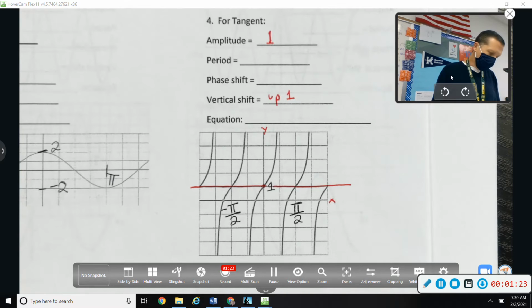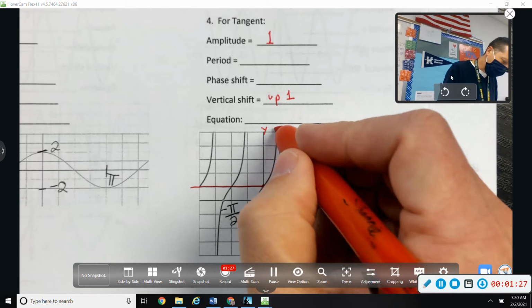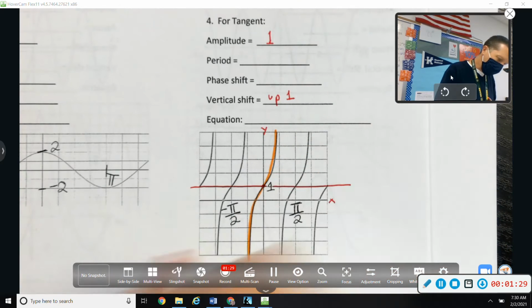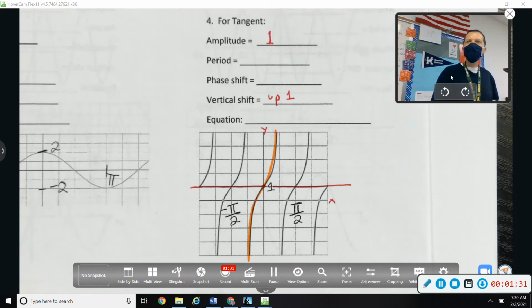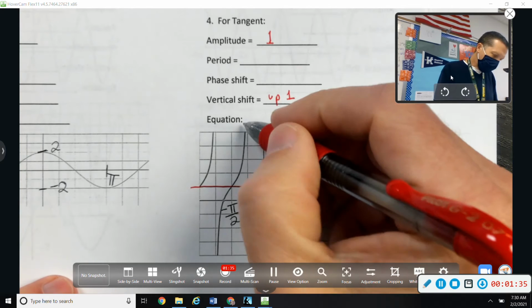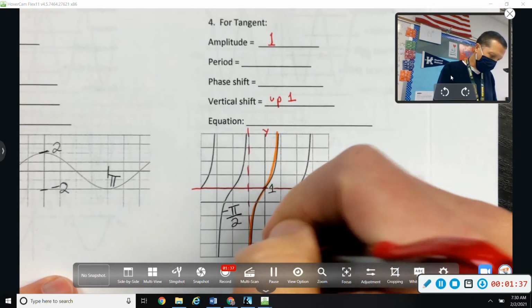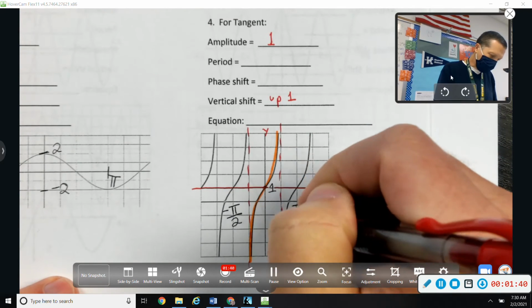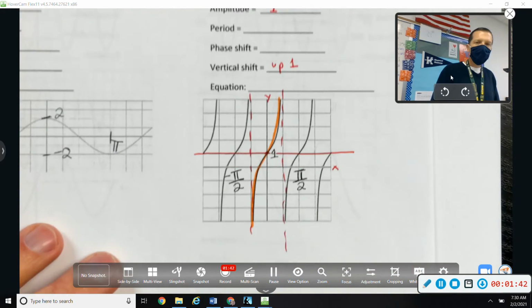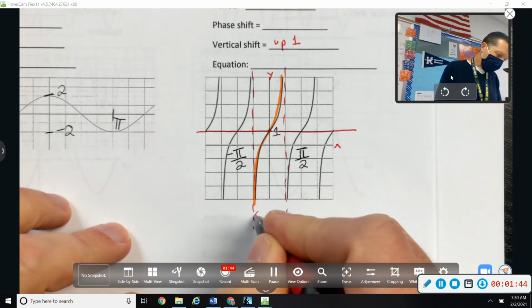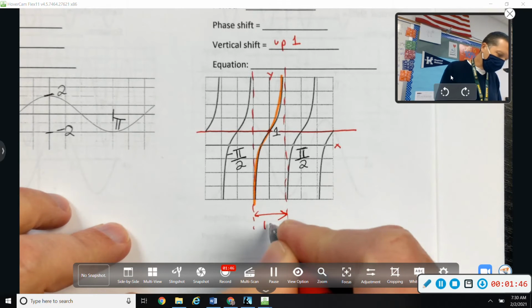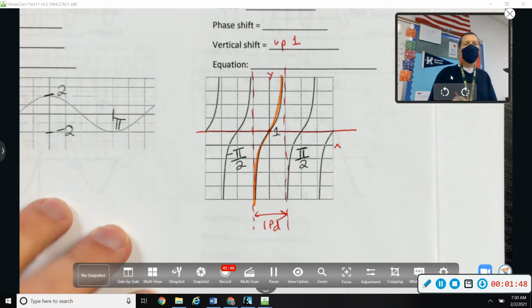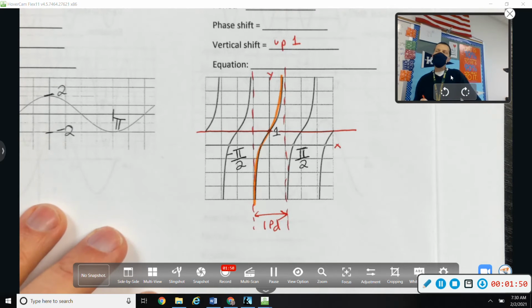All right, period. Well, you know what? I'm going to back up and highlight one cycle here, because I think that helps me see, kind of focus in on, rather than looking at the whole thing. By doing that, I think I see where the asymptotes are. So the distance between the asymptotes would be a period. That would be one way to find the period.